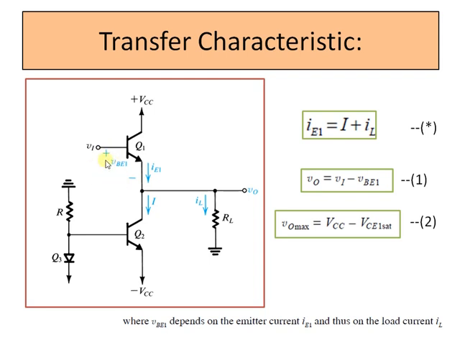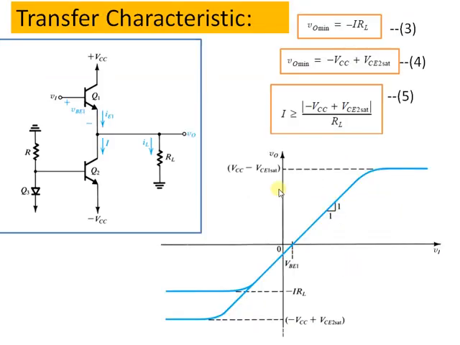If we neglect the VBE1 voltage, because this voltage will have very small changes, then the positive limit of the linear region is determined by the saturation of the transistor Q1, which is given by V out maximum equal to VCC minus VCE1 saturation, and this is named as equation number 2. So the positive limit of the linear region will be determined by VCC minus VCE1 sat.